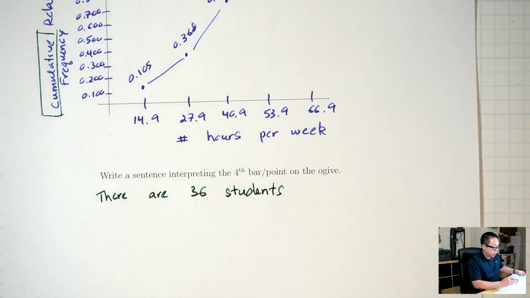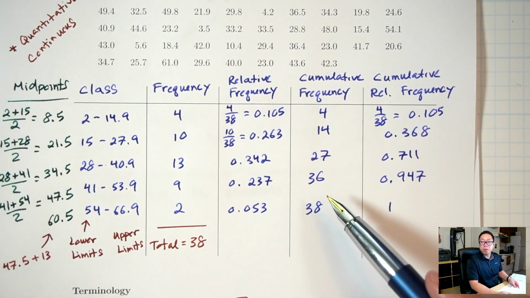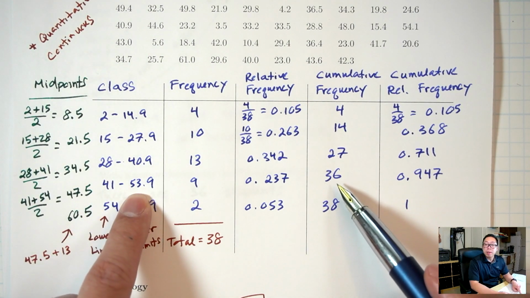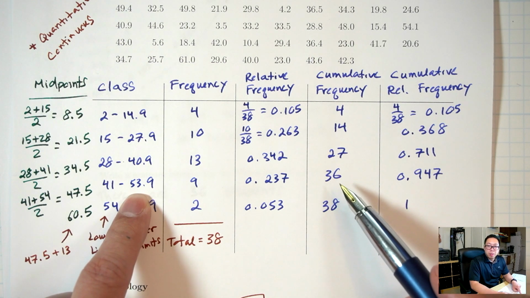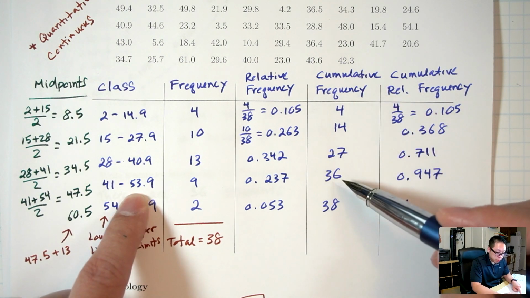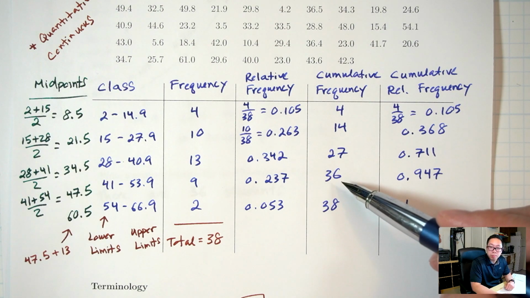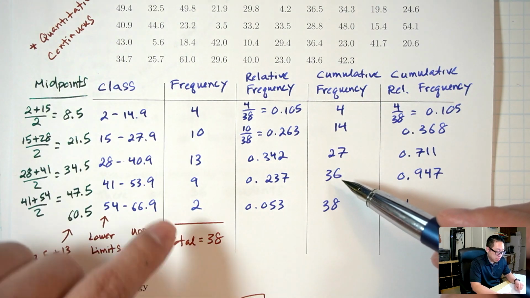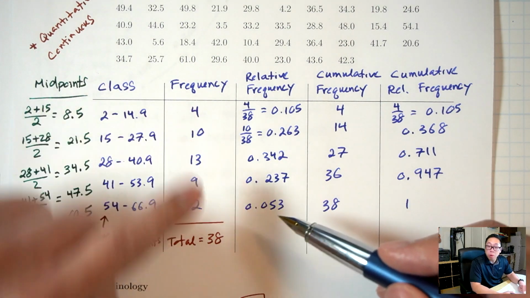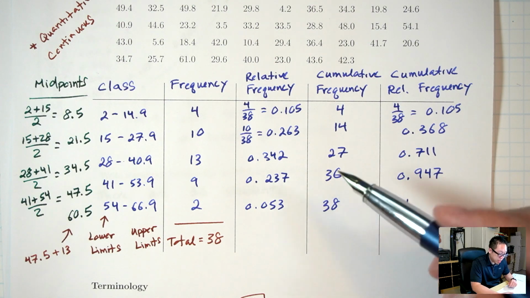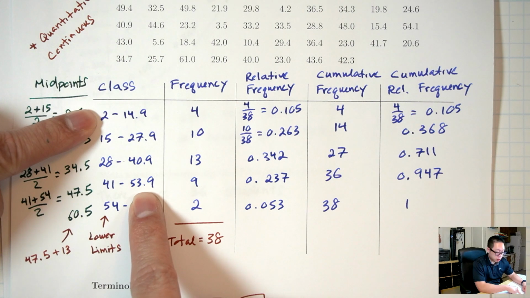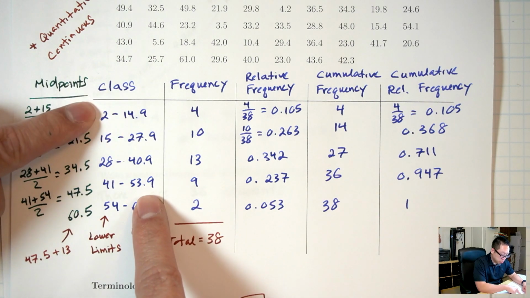Now the tricky part here is this 36, what is this 36 representing? Is it representing just 41 to 53.9? No. Remember, for cumulative frequency, how did we get this 36? We got this 36 by doing 9 plus 13 plus 10 plus 4, right? We did 9 and everything before it. So this 36 represents actually 2 to 53.9. So there are 36 students who spend between 2 and 53.9 hours per week studying.